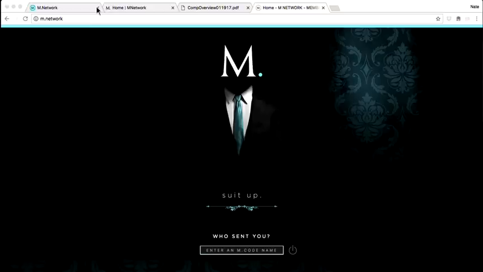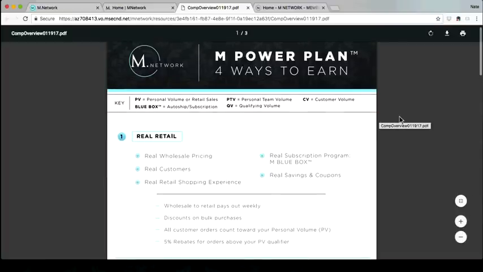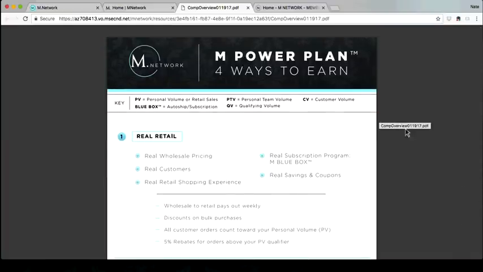But let's jump right into this. There are four ways to earn in the M Network Power Matrix, in the Power Plan. So let's talk a little bit about what these are.